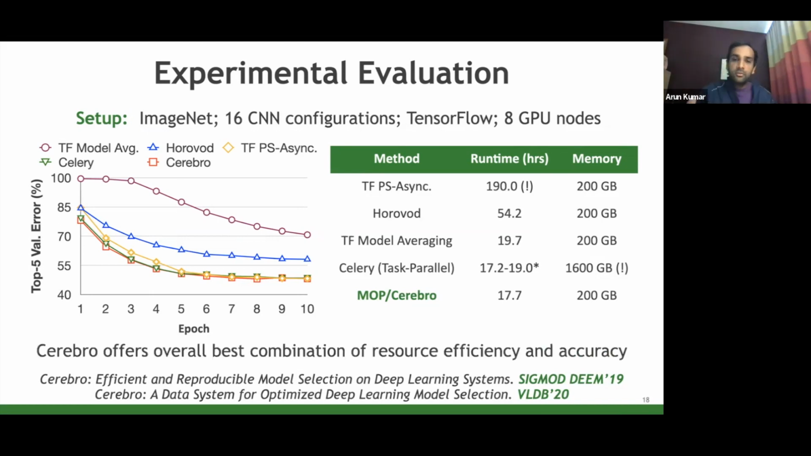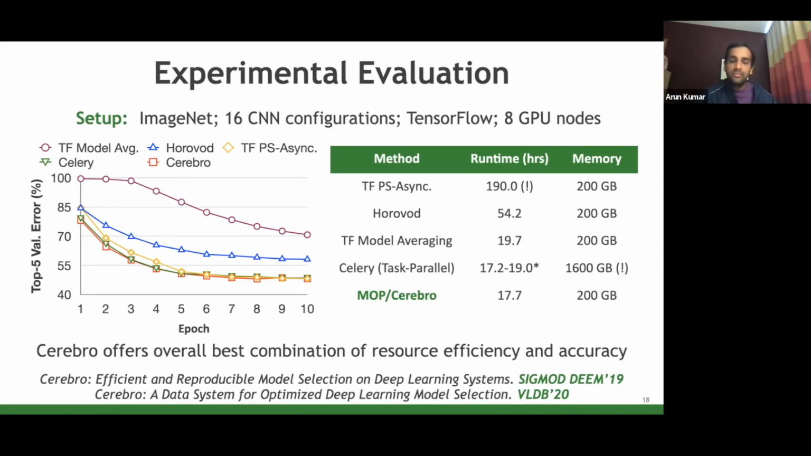Overall, if you take resource metrics and ML accuracy and learning metrics together, Cerebro offers the best combination of resource efficiency and accuracy. And this is achieved really by understanding the data access patterns of these workloads, bringing together the database system style approach of synchronous parallelism, modifying it to asynchronous parallelism for multi-model execution.